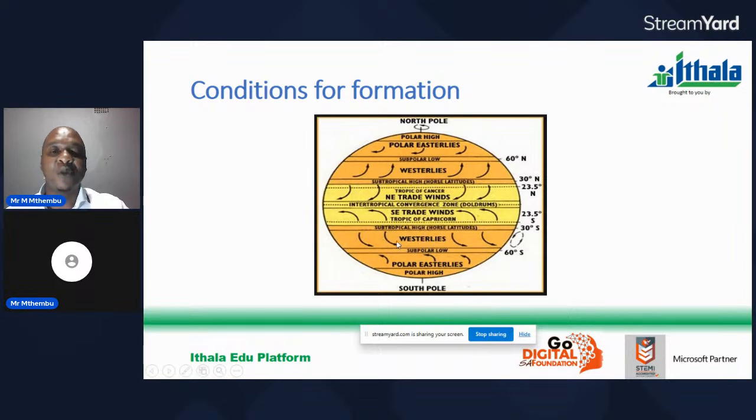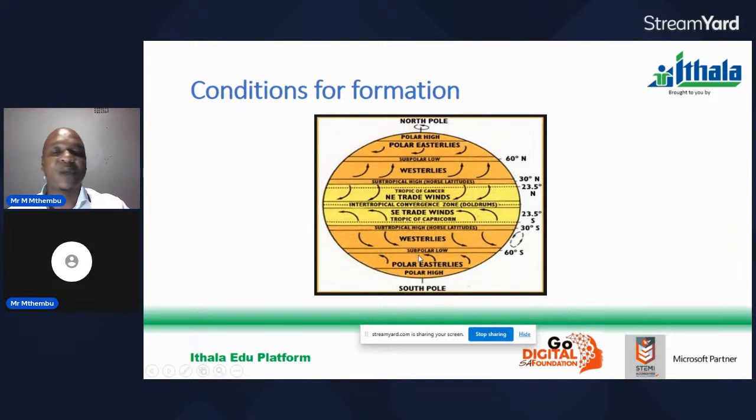Now, you have two parcels of air that are blowing in opposite directions. One is blowing to the left, and the other is blowing to the right. Remember, these are cold air, these are warm air. So both of them are blowing in opposite directions. So what you need for a mid-latitude cyclone is what you call a frictional drag.